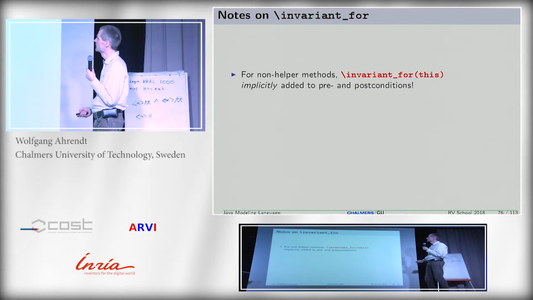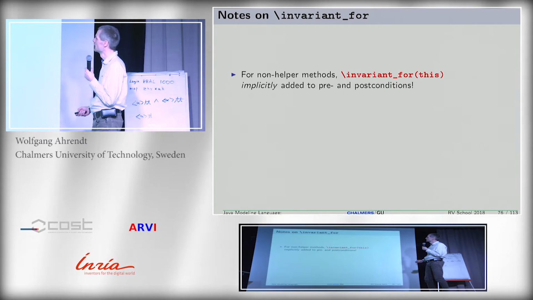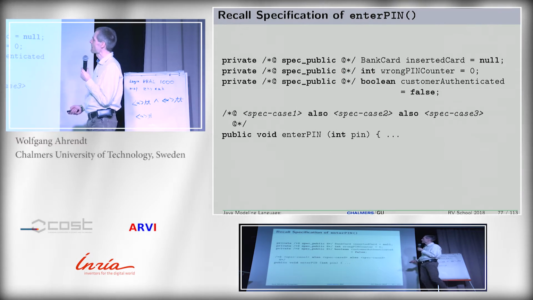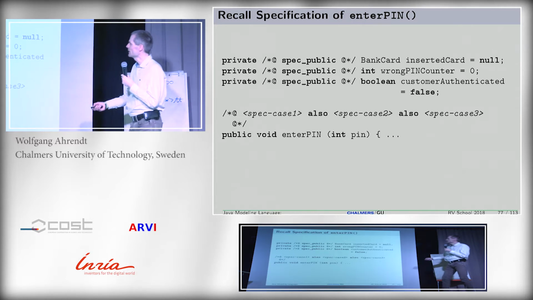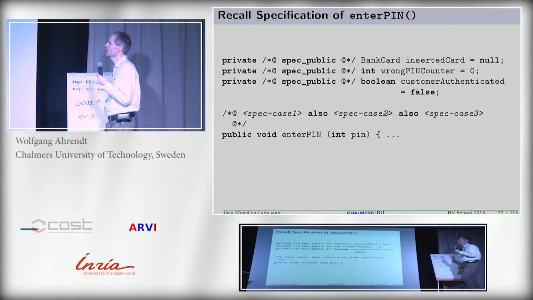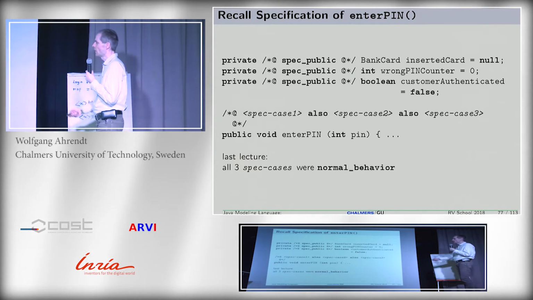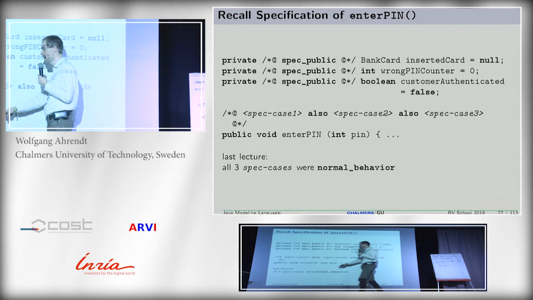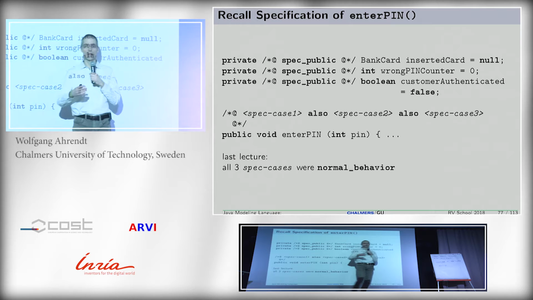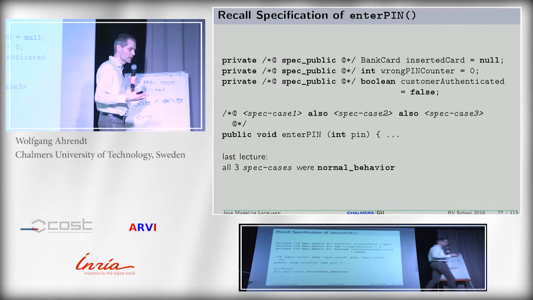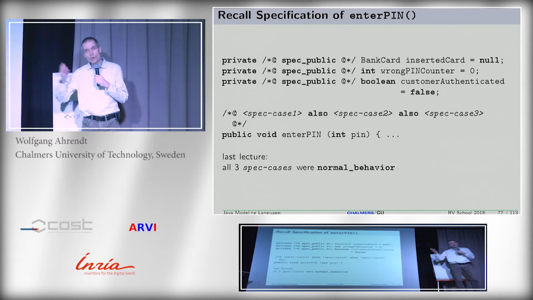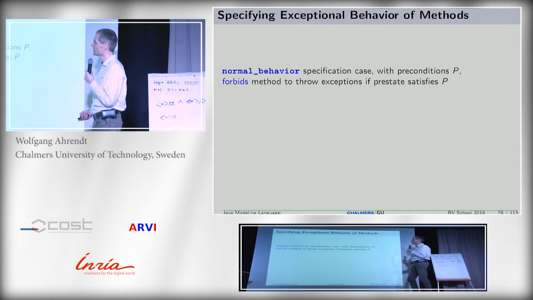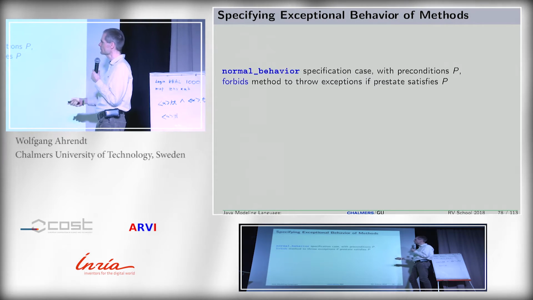I think I skipped this. And static and public. Okay. Now recall this enter pin thing here. All these three specification cases talked about normal behavior. In particular, exceptions are forbidden. But we sometimes want to work with exceptions. We even want to throw exceptions by some method, and other methods will catch them. So we have to do more.